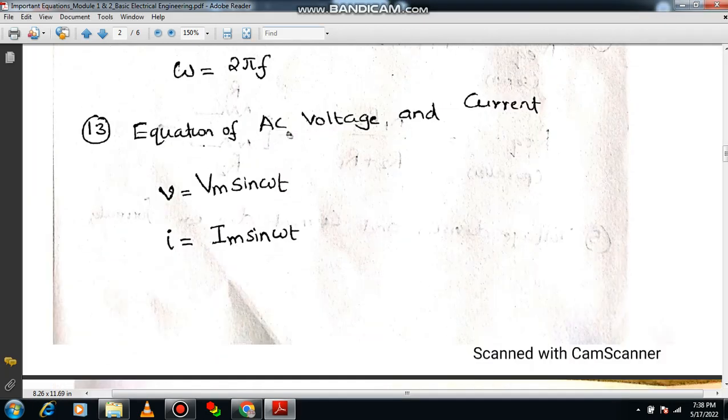Similarly, what is the instantaneous value of voltage and current in an AC circuit? Instantaneous value of voltage can be written as V is equal to Vm sin omega t, where Vm is the peak value. I is equal to Im sin omega t, where Im is the peak value. Like that you have to remember.